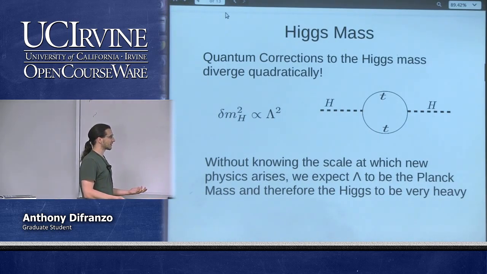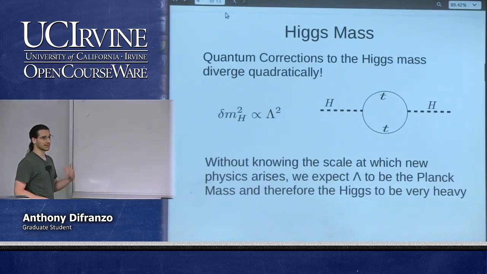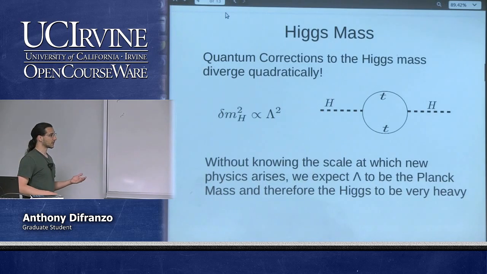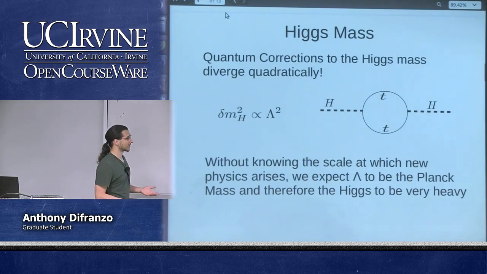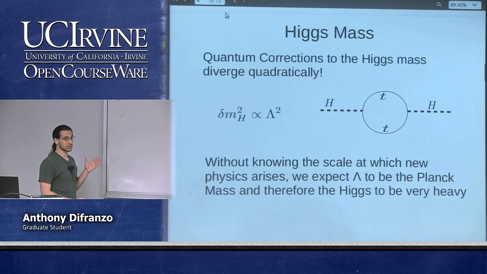So lambda, in this case, should be as large as possible. So you expect lambda to be as big as whatever the next new physics is. So above the weak scale, the only other mass that we know about is the Planck mass. So you would expect that with this quantum correction, the Higgs mass should be gigantic. It should be comparable to the Planck mass.